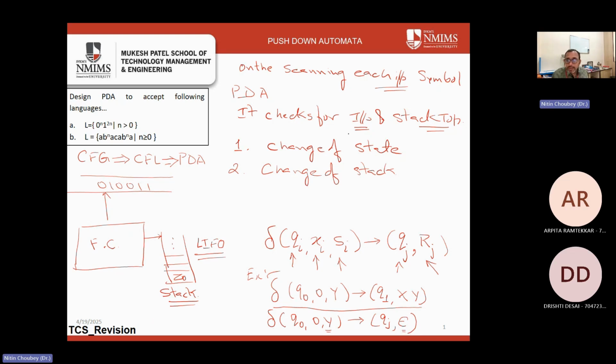So ultimately what will happen? If one symbol gets popped from the stack, the next symbol, whichever is available, will become the stack top. So down below this Y, if let's say we have another symbol Z, this Y is replaced with epsilon. So ultimately epsilon means nothing, a string with 0 length. So this Z will become the new stack top. Is this clear, the way of representing the operations such as push and pop in the case of push-down automata? Is this clear to you all?